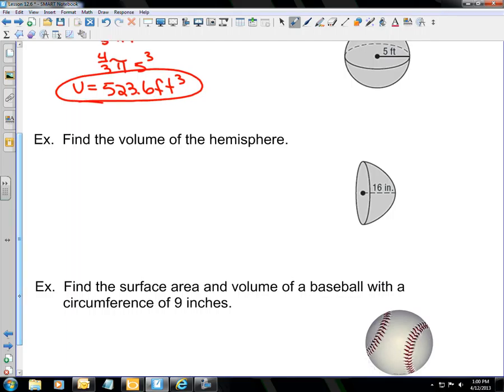Okay, now we want to do the volume of a hemisphere. What do you think it's going to be? You're just going to divide by 2, right? So instead of 4/3 pi r cubed, it's going to be 2/3 pi r cubed. So the volume of your hemisphere is 2/3 pi r cubed.